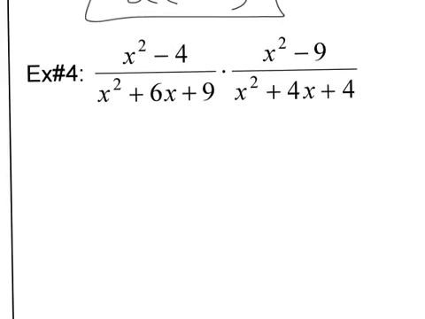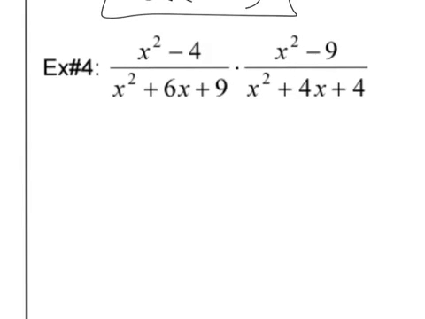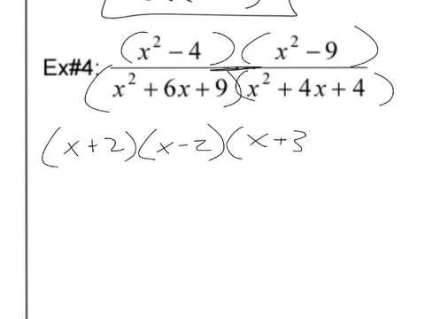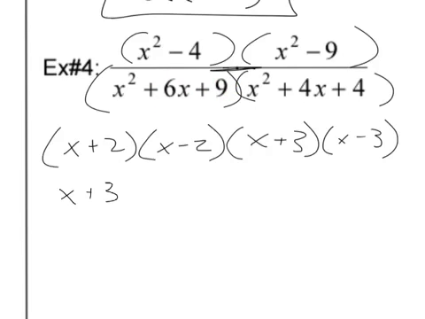All right, let's try this one. Again, first thing we're going to do is just write these all in factored form, but extend this line. So x squared minus 4 is x plus 2, x minus 2. X squared minus 9 is x plus 3, x minus 3. This, well, multiplies up to 9 but adds up to 6, is 3 and 3. So this is going to be x plus 3 and x plus 3. And this is going to be x plus 2 and x plus 2 because it multiplies up to 4 and adds up to 4.